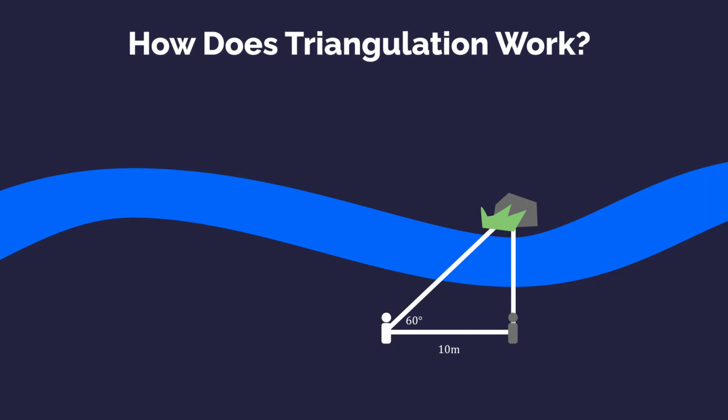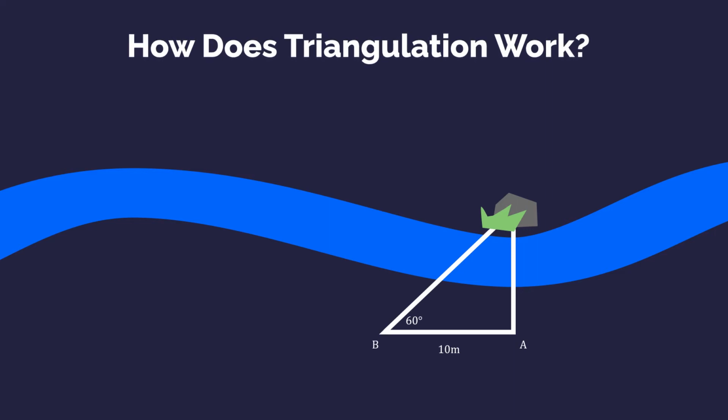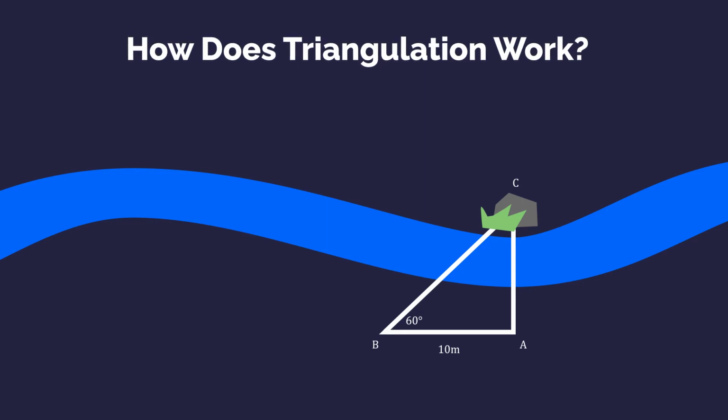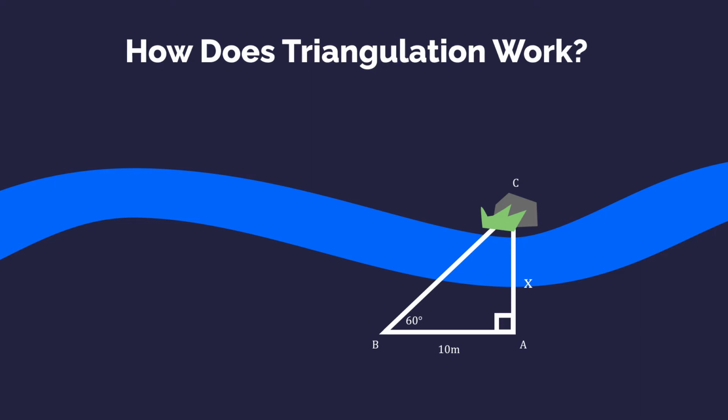The point we started at is A, the point we moved to is B, and the point where the rock is, is C. The width of the river, so from A to C, is x, and because we aligned ourselves with the rock, the angle A is 90 degrees, making this a right triangle and simplifying the problem.